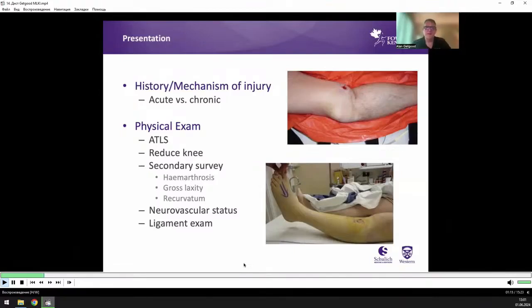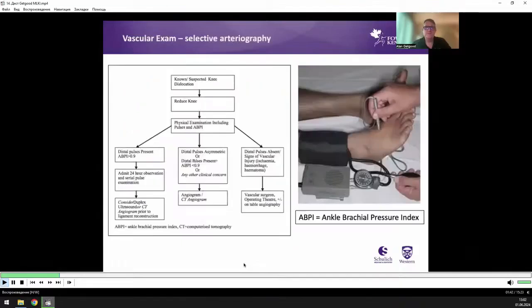In terms of the physical examination in the acute scenario, of course, ATLS protocols with life and limb-threatening injuries should be dealt with first. And then during a secondary survey, we can look at the knee. In the acute scenario we may not be able to assess very much apart from hemarthrosis, whether or not they have gross laxity, and recurvatum, which is very easy to see. It may be very painful to fully examine the knee, but it is very important to document the neurovascular status.